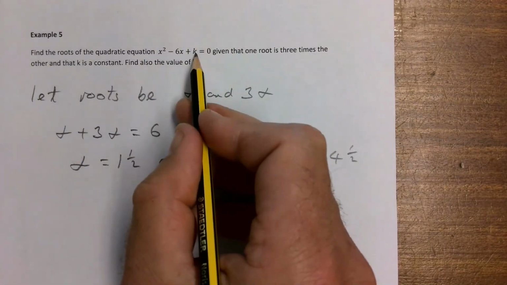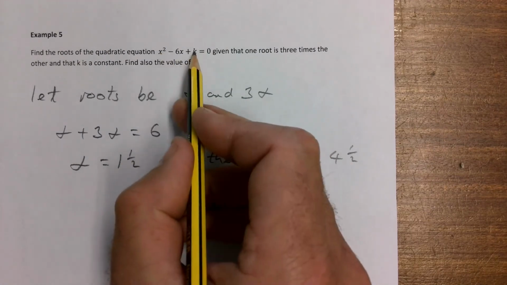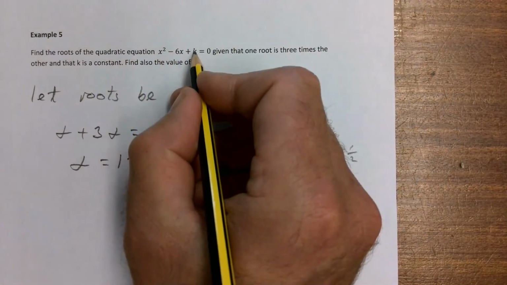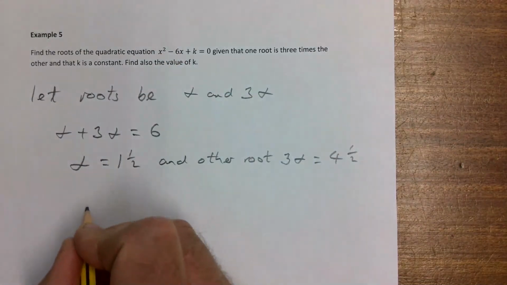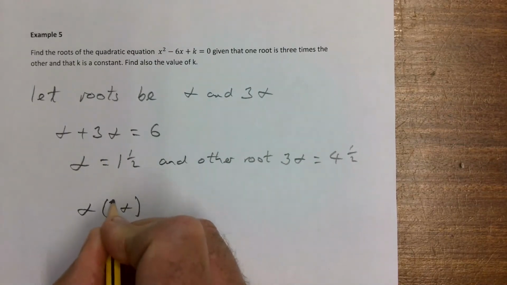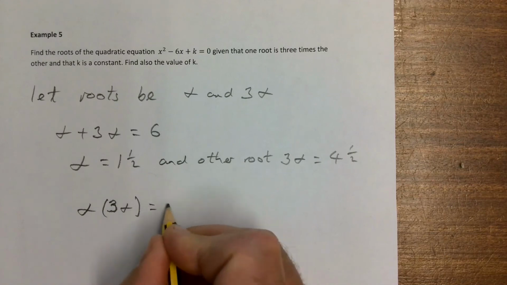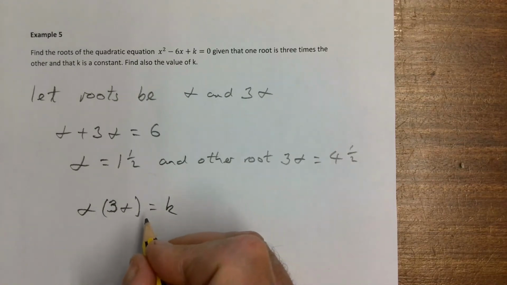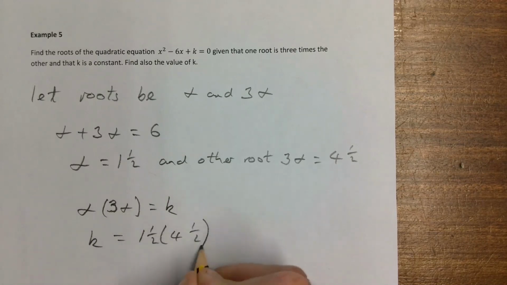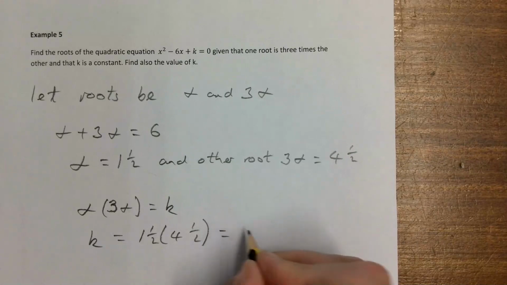What about the k bit? We know that the two roots multiplied by each other, because c over a must be equal to k, so the product of the roots is k over 1, so the product of the two roots are alpha and 3 alpha. That's supposed to be a 3 there, I just badly wrote it. We know that equals k, so that means k must equal 1.5 multiplied by 4.5, because we know that's what they are, and that then is going to give us 27 over 4.